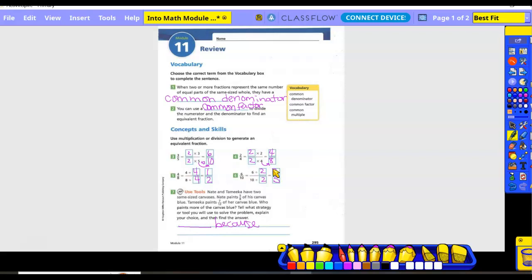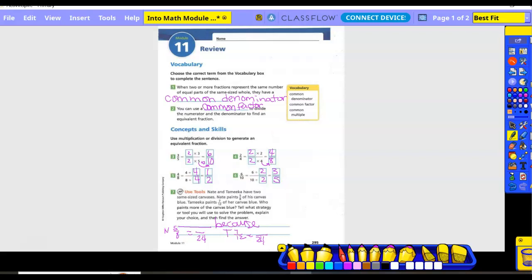Okay, and then we have Nate, who is 5/8, correct? And then we have Tamika, who is 7/12. What would be a common denominator for both of those? I could do 8 times 12 and get what? 96, right? But then is my number really high? Yeah. Do they have a smaller common multiple than 96? Yep. 24, right? So I can put 24 as my new common denominator.